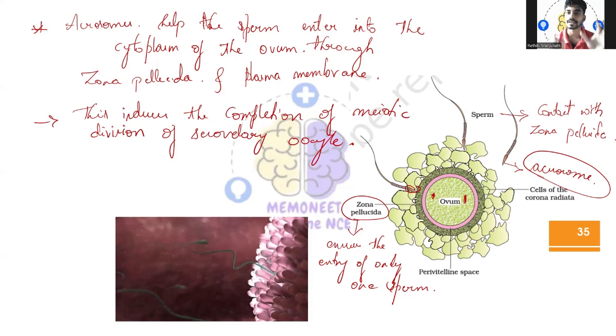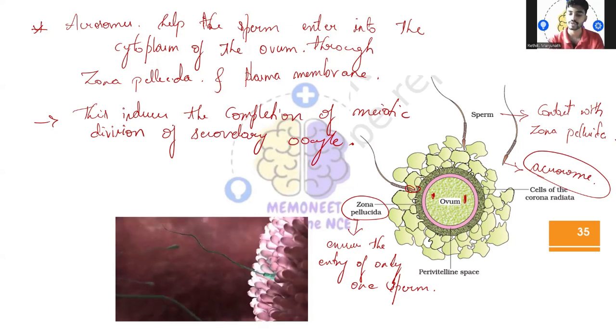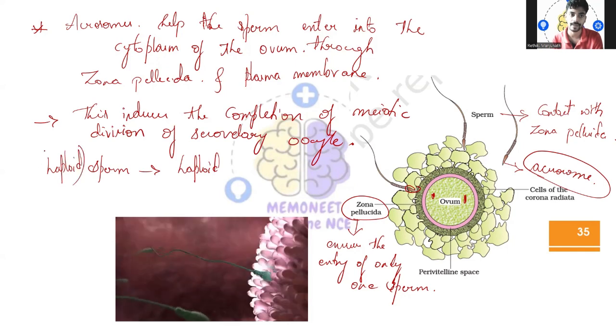Now the sperm is going to fuse with the haploid ovum to form a diploid zygote, right? The nucleus of the sperm, which is haploid, fuses with the haploid ovum to form the diploid zygote.